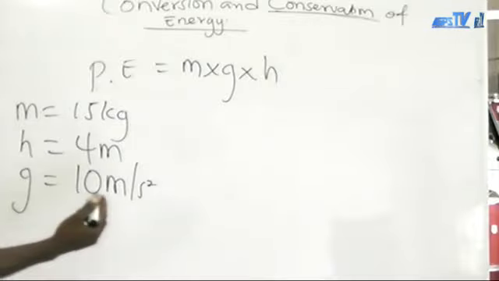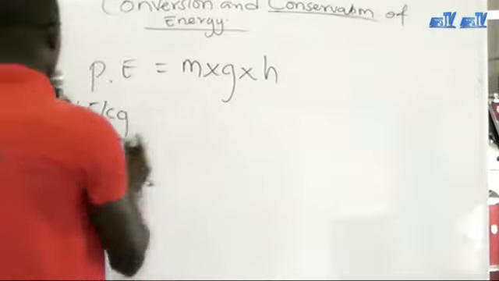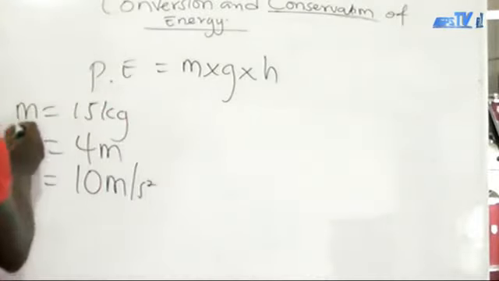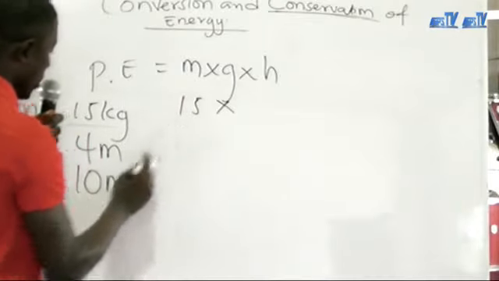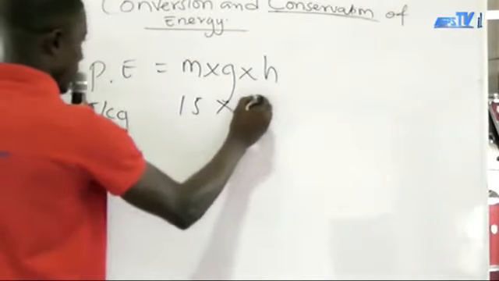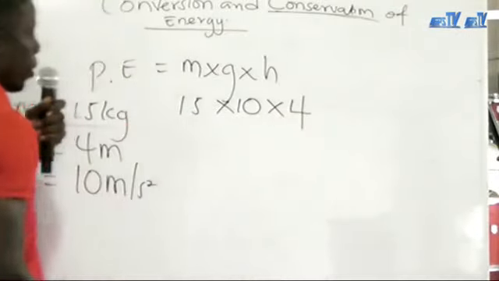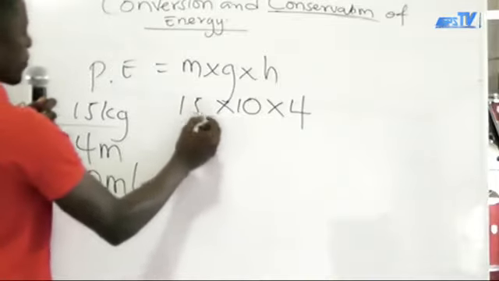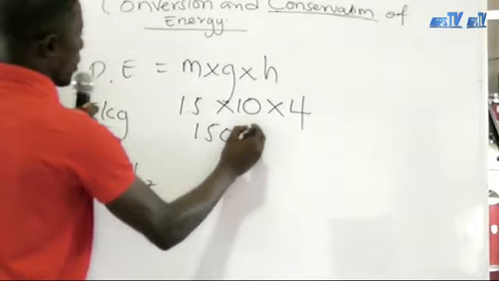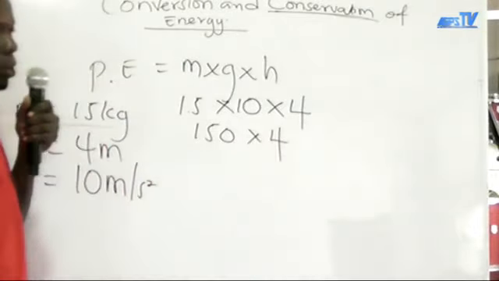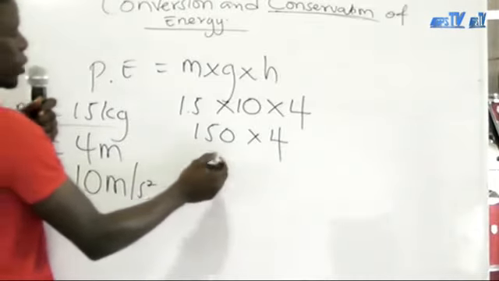So find the potential energy. This one is simple. You just write down the formula here and put in the figures. So here we have mass, 15, times the gravity, which is 10, times the height, which is 4. Okay, so here you get 150 times 4. You just write down your answer.